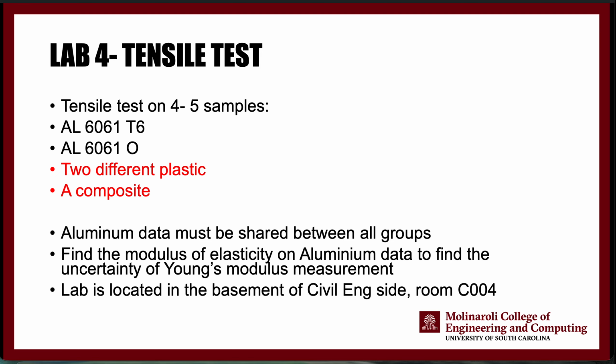Okay, for the lab itself, you will be given 4 to 5 samples, and the idea is all of the results need to be shared with all groups. So you don't really need to be worried about it. And about the results as well, your TA is going to take care of it. We'll be giving you the aluminum samples and 2 different plastics and a composite. You are going to be testing all of those. The idea is we are hoping for each student to do the test themselves. So this test might take a long time because we only have one tester.